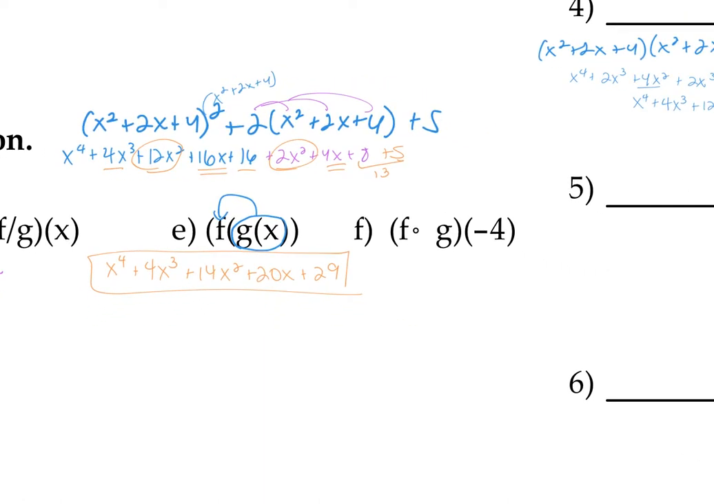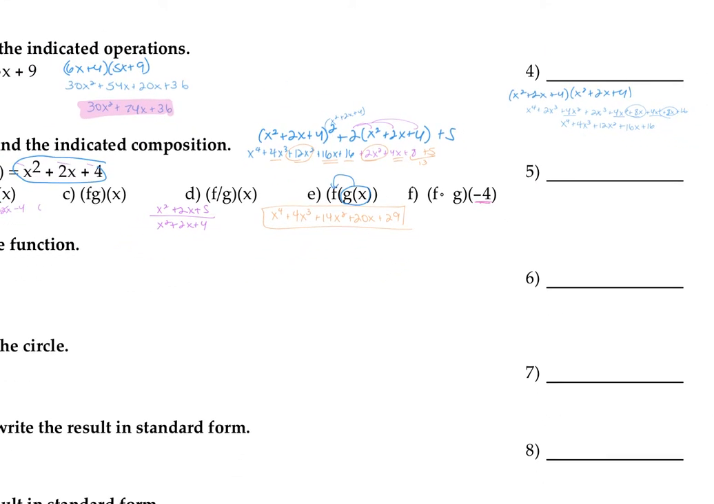For f, it's f of g, but this time it's f of g of negative 4. So we're going to take that negative 4, we're going to plug it into g. So negative 4 squared plus 2 times negative 4 plus 4 is 16 minus 8 plus 4. 8 plus 4, which is 12. And then you want to find f of 12.